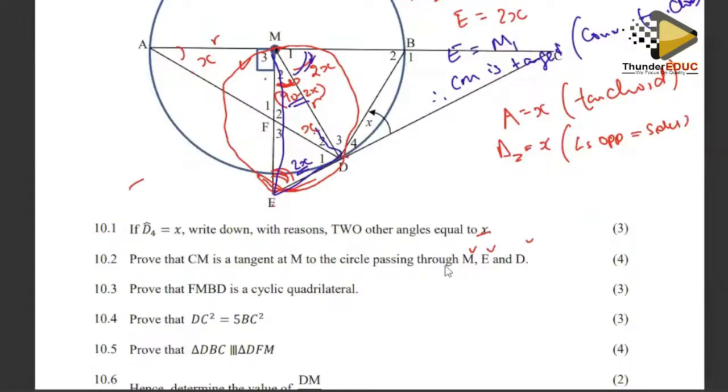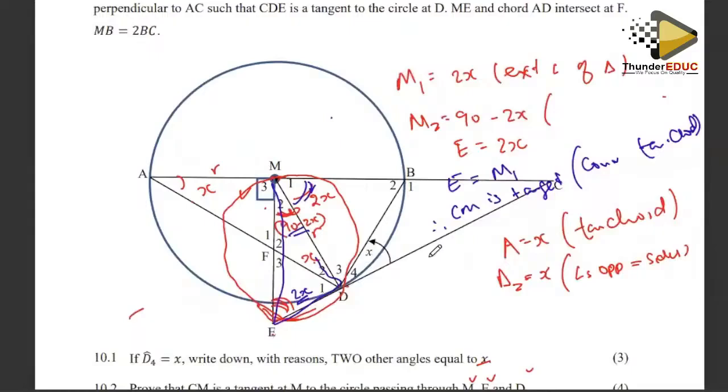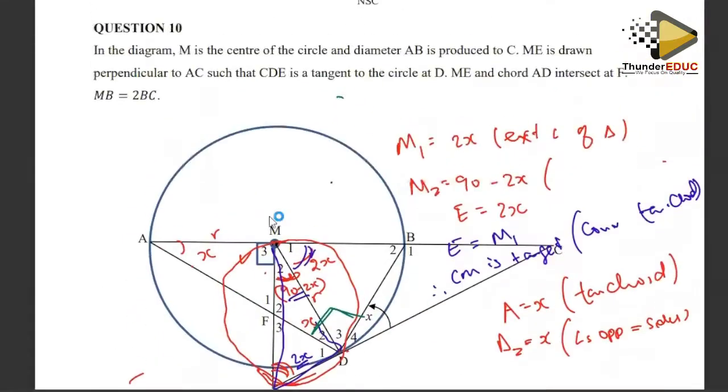Then can we prove that FMBD is a cyclic quadrilateral? Okay. So number one, we can start with the D3 and D4, or D3 and D2. I think that would be better. D3 and D2 to give us the 90. Let me just write it somewhere here. So D3 plus D4 is going to be a 90, angle in a semicircle.